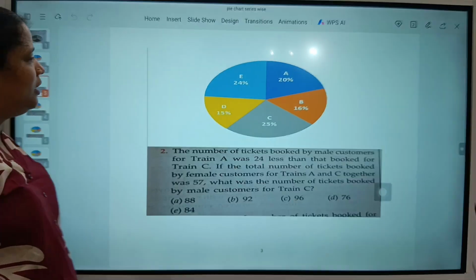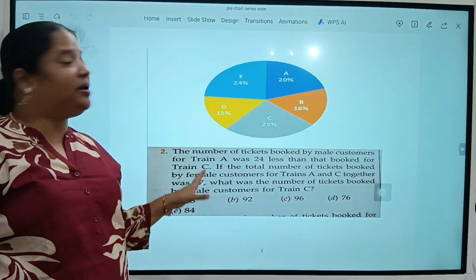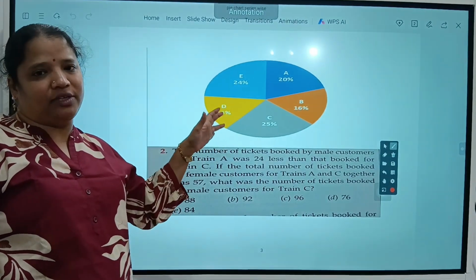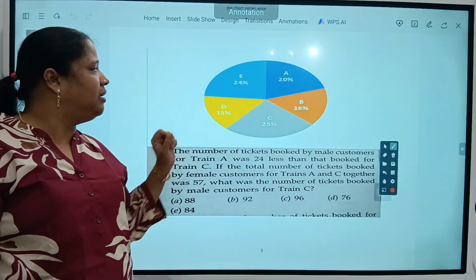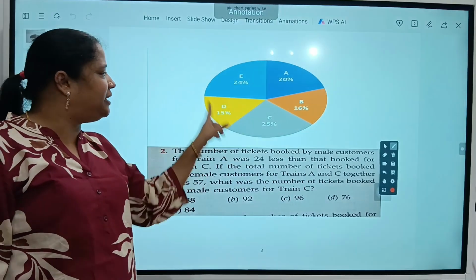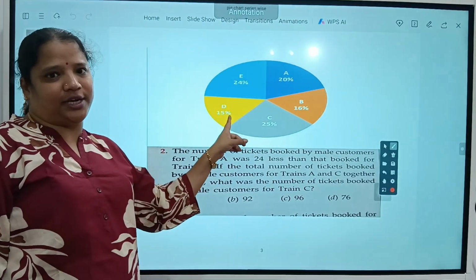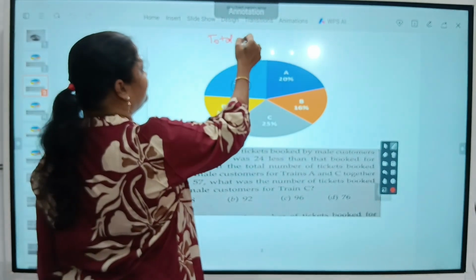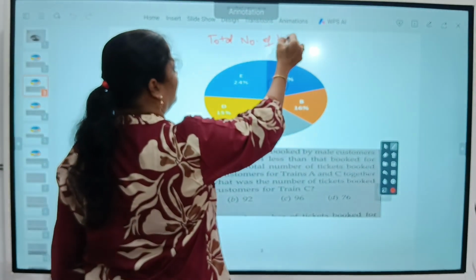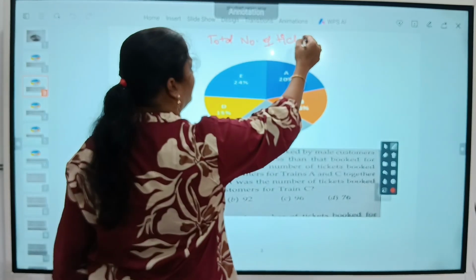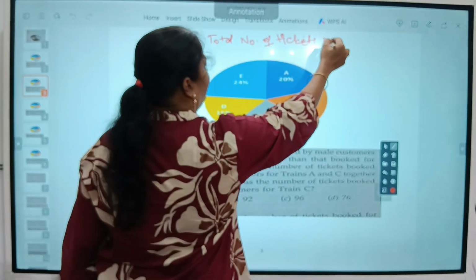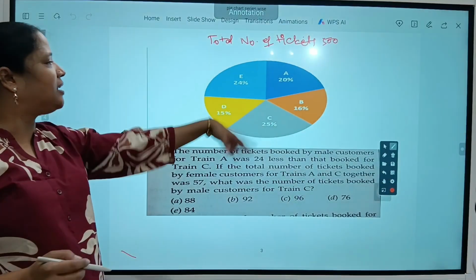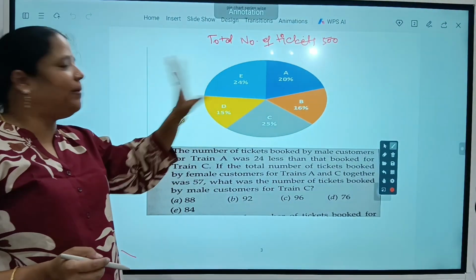Now we have to remember one thing, because it is not visible. I took the pie chart from the textbook. It is not clearly visible, so I made it in Excel. You can clearly see how much percentage of tickets were booked by each train. And here we have to remember the total number of tickets, $500.